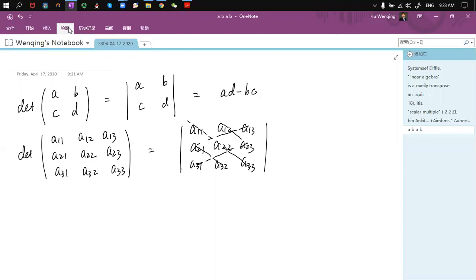And what about the negative signs? Well, the negative signs are the off-diagonal terms. This product, this product, and this product are the off-diagonal terms. So that's kind of what happens here.